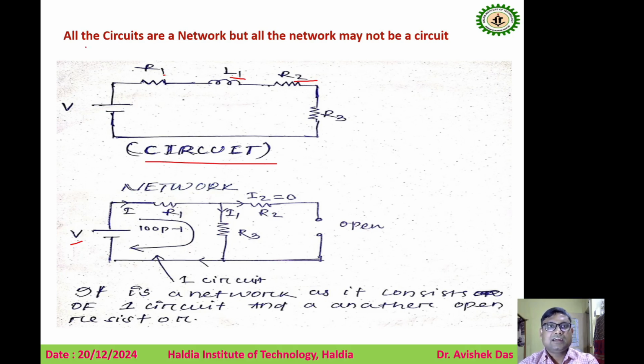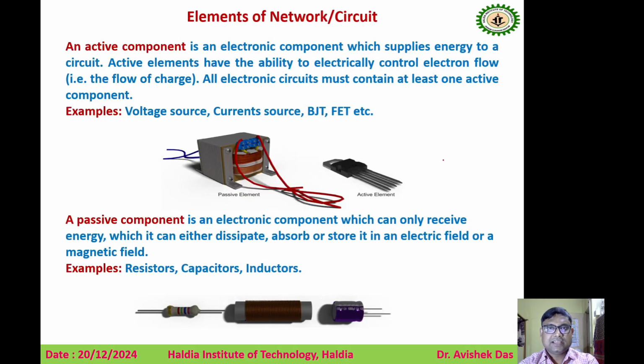So we can understand that all circuits are networks, but all networks may not be a circuit. Why? Because network may be closed or may be open. But to form a circuit, the network elements should be connected in a closed path. Understand? So this is the difference between network and circuit. So we can say that all the circuits are networks, but all networks may not be a circuit. Okay, so next we go to the next slide.